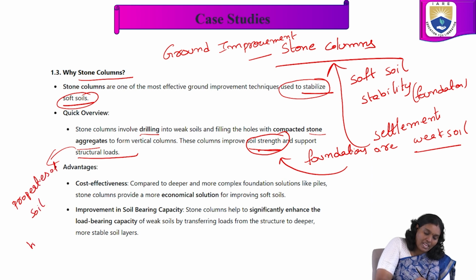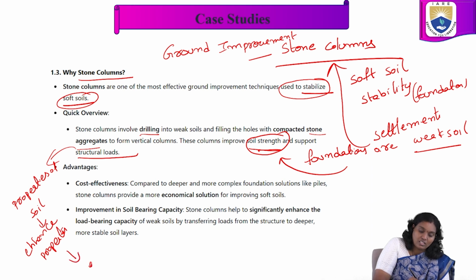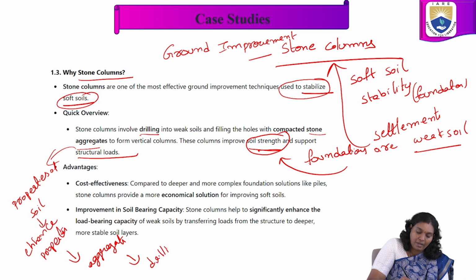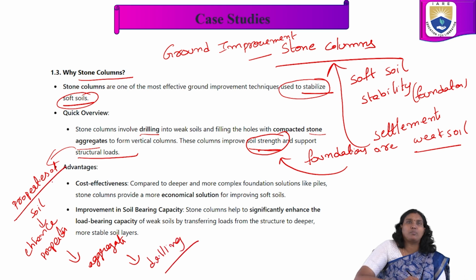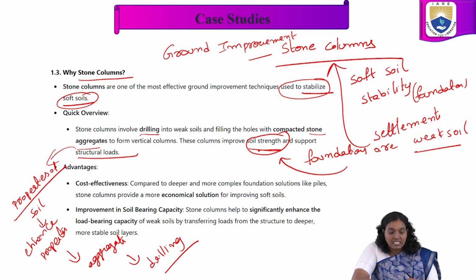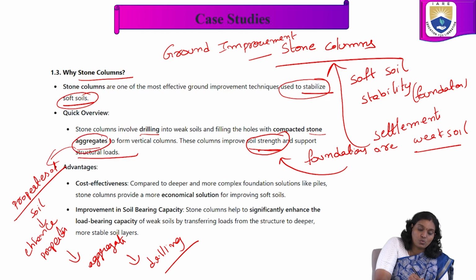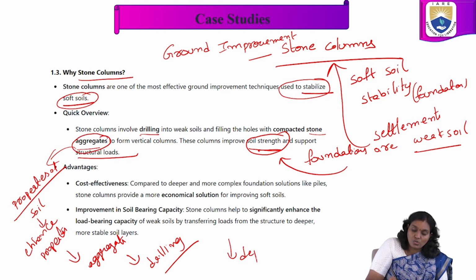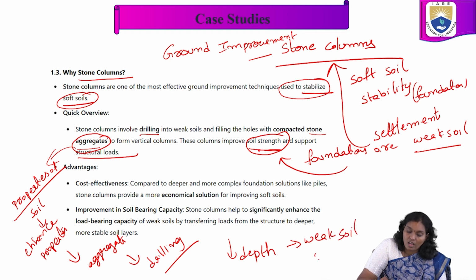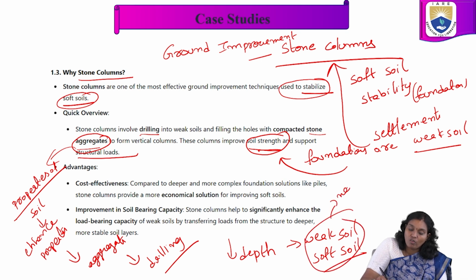How much enhancement is required for that soil determines the enhanced properties, and based on those we choose the stone aggregates and the depth of drilling. These parameters are based on the properties of the soil. The columns improve the soil strength based on the aggregates we choose, and the depth depends upon the weakness of the soil, how deep the weak or soft soil goes, and also on the nearby water table.